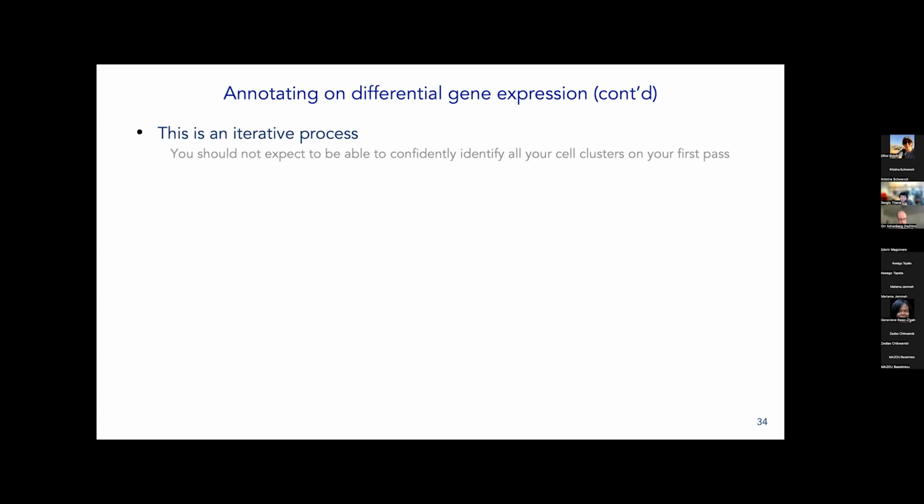It's an iterative process, so you should not expect to be able to completely identify all your cell clusters in the first pass. This will take some time, so you will have to think, oh, this seems to be a mixed population, let's split it. Oh, maybe I have too many clusters, let's merge things together. It's something you have to evaluate and do manually a lot of the time, and it takes some patience.